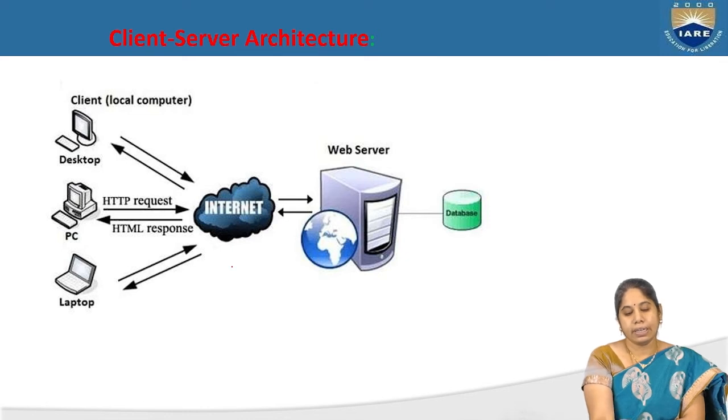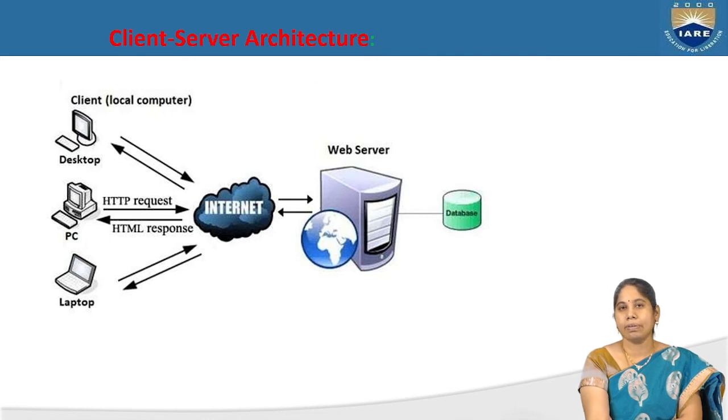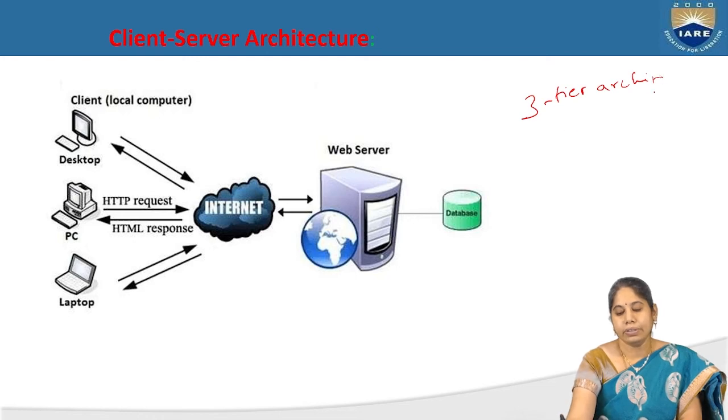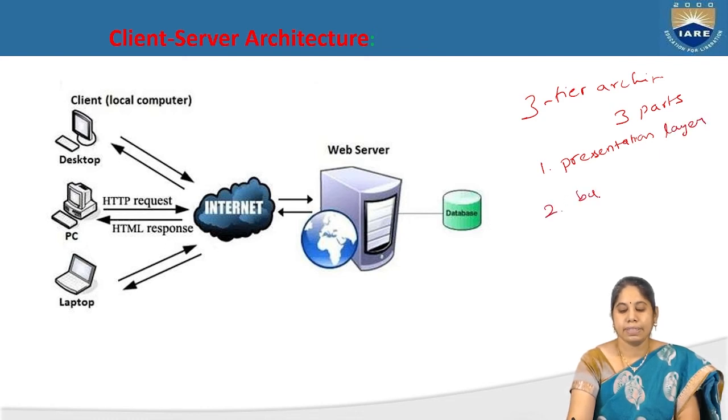Most industries use three-tier architecture for developing websites. This three-tier architecture is divided into three parts. First is the presentation layer. Second is the business layer. Third is the database access layer.